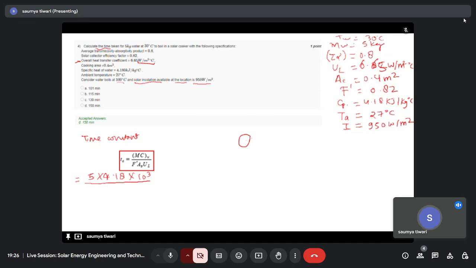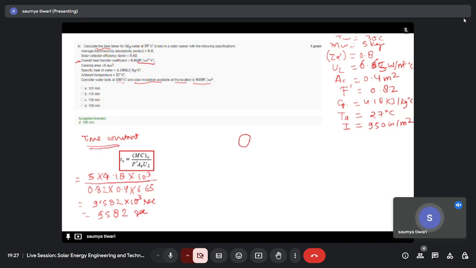Now your F dash, your collector efficiency factor, is 0.82. Your area is given for cooking, it's 0.4, and your overall heat loss coefficient is 6.65. So when we solve this, your value will be 9.582 into 10 to the power 3. So it will be in seconds, right? So if we see it, it will be 9582 seconds. This is your time constant.